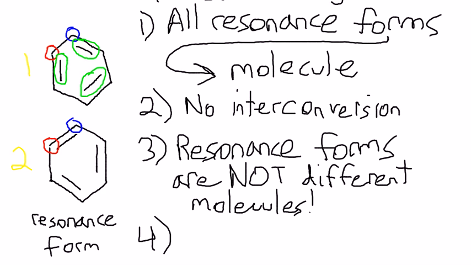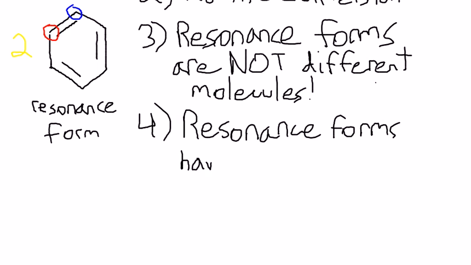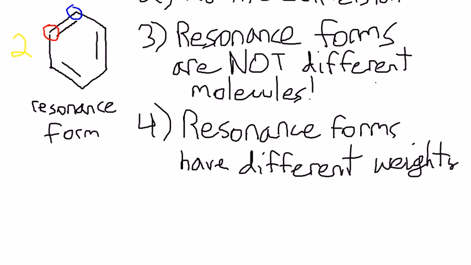And then my last one is that resonance forms have different weights or different significance. And I will get into that a little later. So resonance forms have different weights, meaning that one resonance form may better represent the molecule than another, and this is based on stability. And I guess I'll show you an example. So clear some space. So if you remember from the first video, I drew this guy.